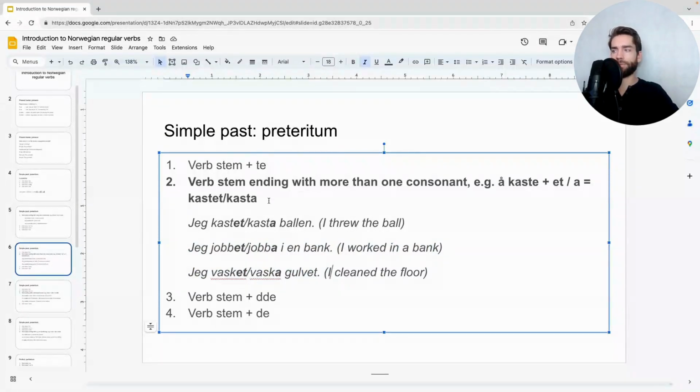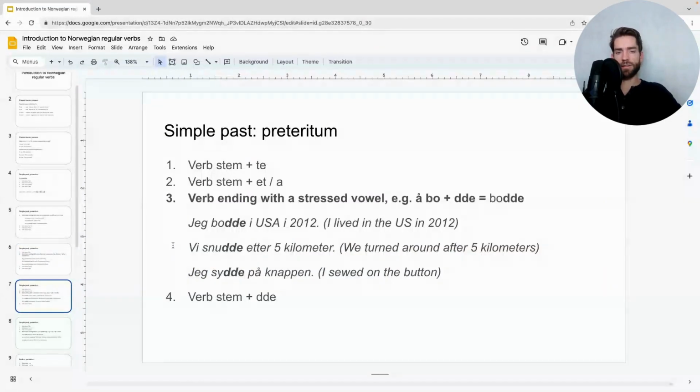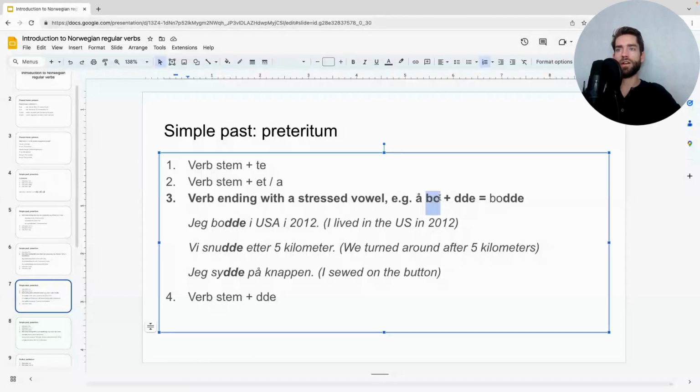That is number 2. The third category is when a verb ends with a stressed vowel, such as å bo. So here, for example, we don't say lese, å boe. We don't have this at the end. So there's no unstressed vowel. There's a stressed vowel instead, bo. And when there's a stressed vowel, we need to put on the double D, such as this, plus I. So bodde. Bodde. Jeg bodde i USA i 2012.